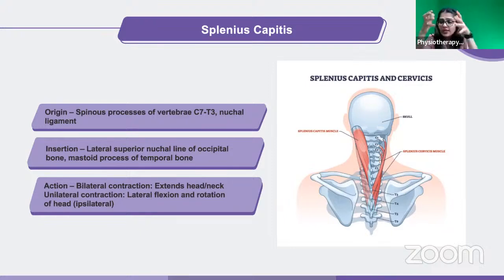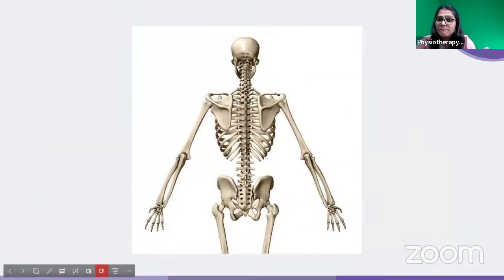So when it contracts, it will cause the extension of the neck. But if it is a unilateral contraction, it will act like a sternocleidomastoid. That is, it will cause ipsilateral flexion and rotation also towards the same side. So this is about splenius capitis.